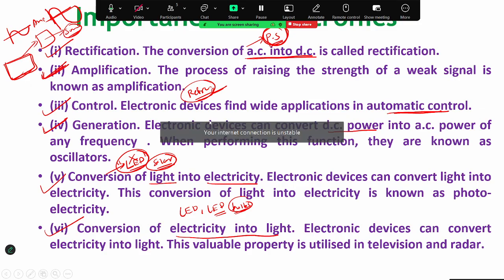Or you can design a remote control car also. A simple design means a remote control car. You can control the direction of the car based on your remote switches. That is automatic control. Robots, drones, in all these fields we are using this control. So for control, we are using electronics.